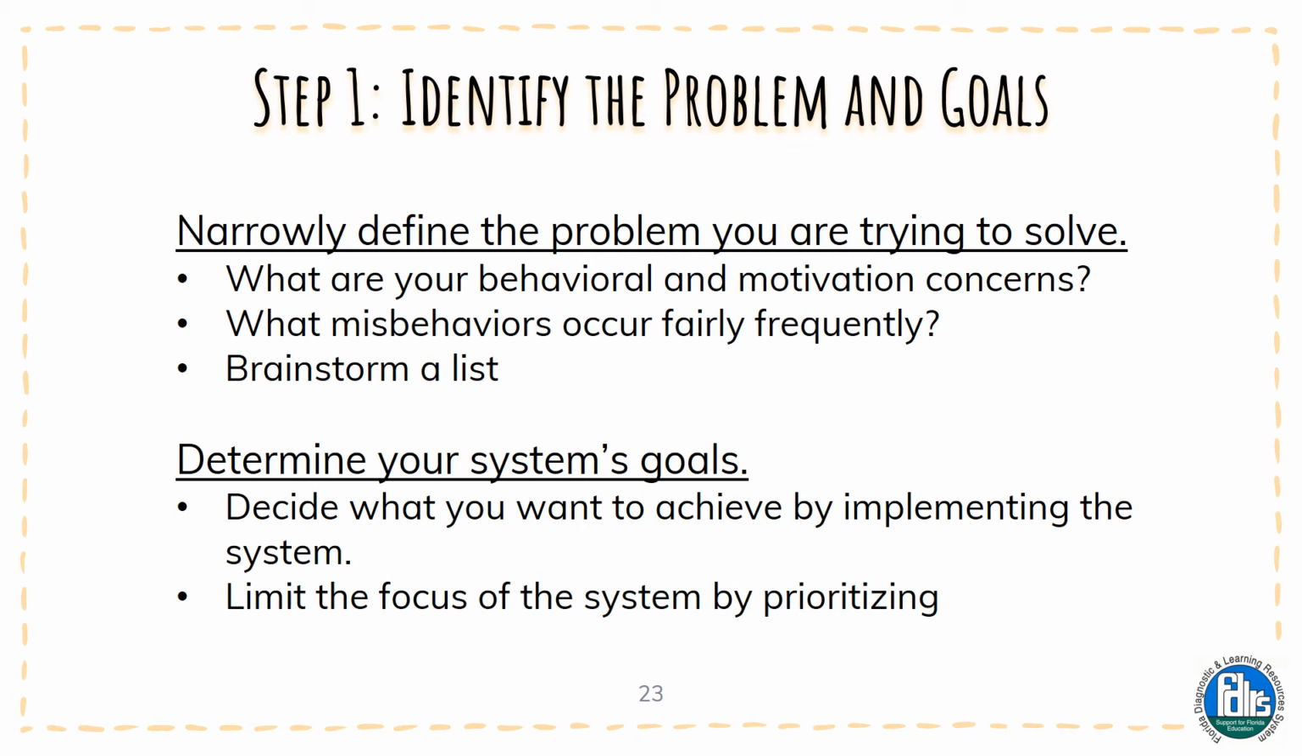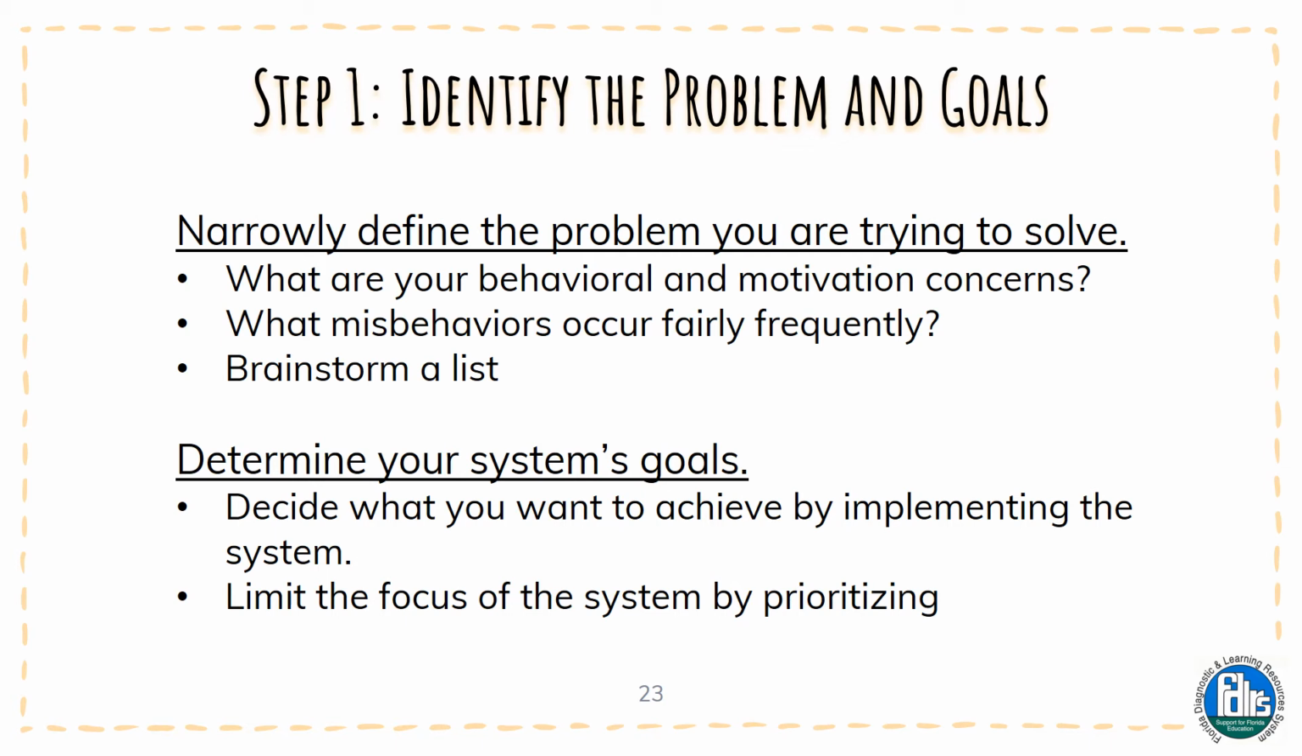Motivation systems should only tackle one behavior at a time. Don't try to put a big mishmash in there. Or if you want to do more than one exactly targeted behavior, think about an umbrella of a couple of behaviors that are very, very closely related. Determine what your system goals are. Decide what you want to achieve by implementing the system. Remember, limit the system's focus by prioritizing.